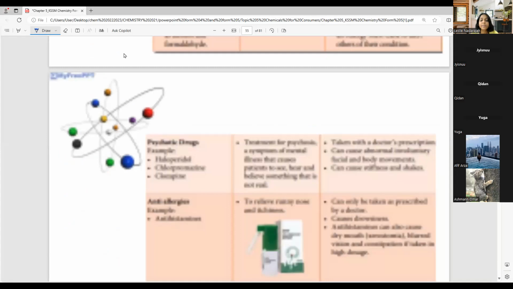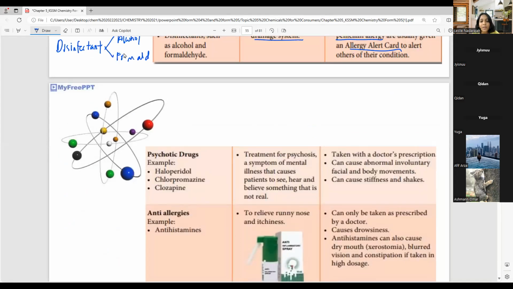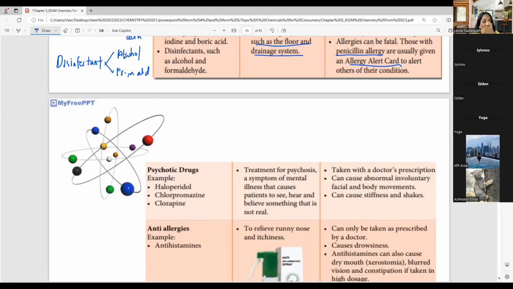Okay. Psychotic drugs. You must watch me as I give you an example. Example of psychotic drugs is haloperidol. So that's one example. And then the other two is very simple. It ends with a zine and ein. So that's all psychotic drugs.